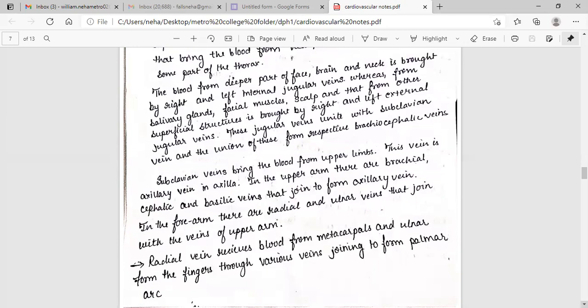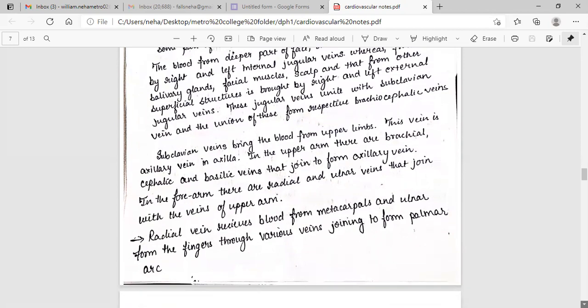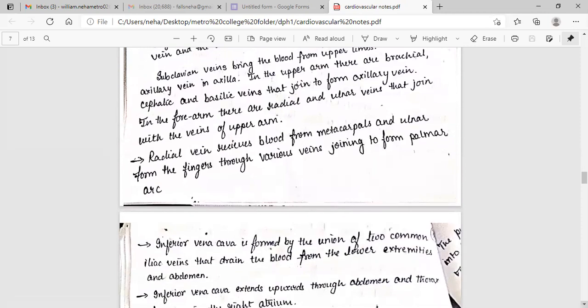This vein is the axillary vein in the axilla. In the upper arm, there are brachial, cephalic, and basilic veins that join to form the axillary vein. In the forearm, there are radial and ulnar veins that join with the veins of the upper arm. The radial vein receives blood from the metacarpal and the ulnar from the fingers through various veins joining to form the palmar arc.